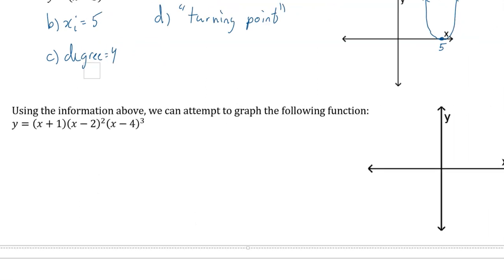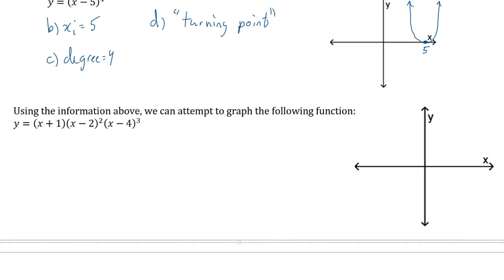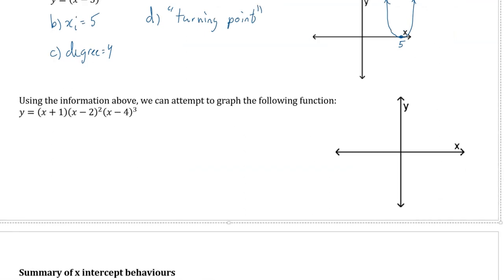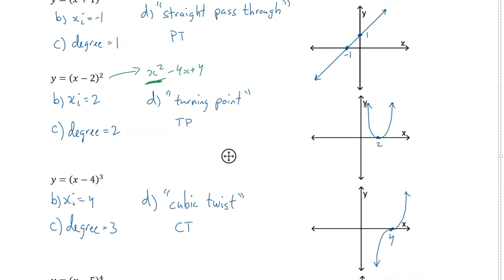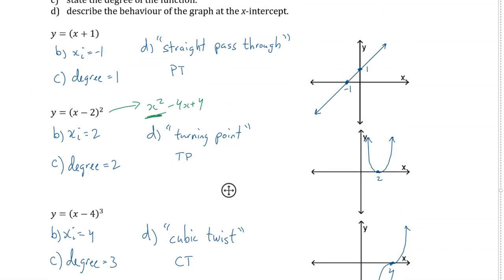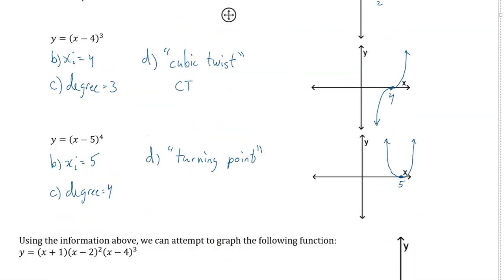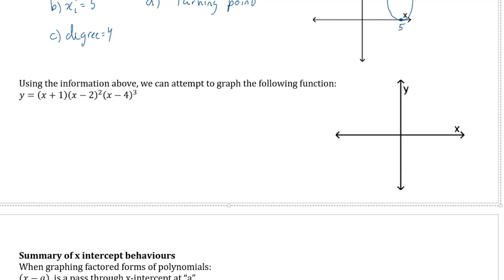So, now this says, using the information above, can we attempt to graph the following function? So notice this has 3 of the same brackets out of the 4 that we did above, so we dropped the last one. But x plus 1, x minus 2 squared, and x minus 4 cubed. Those are the first 3 examples that we did. Does everybody see that okay? See how it matches? So what is this going to look like?